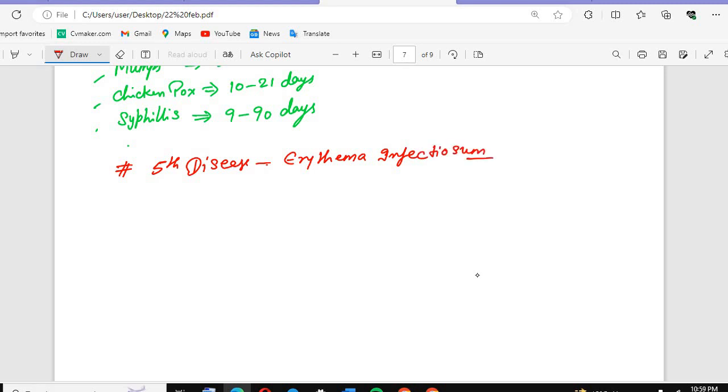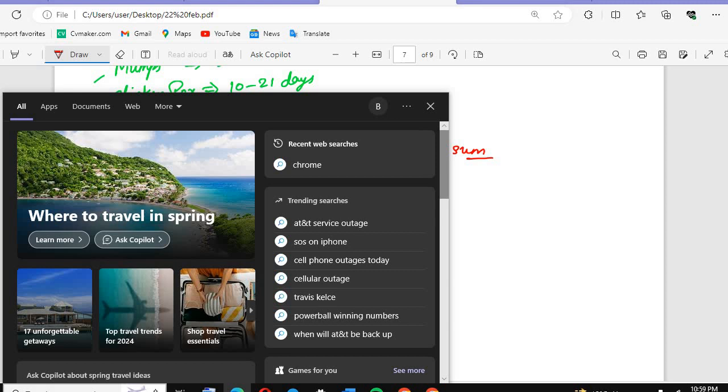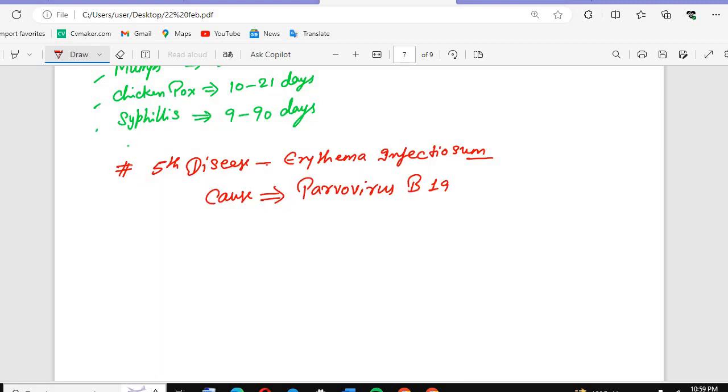So erythema infectiosum, remember what is the cause of that? The cause is parvovirus. This is the question that they will ask. What is the cause of erythema infectiosum? So remember that is parvovirus B19. The parvovirus B19 is the cause of what? That is 5th disease, that erythema infectiosum.